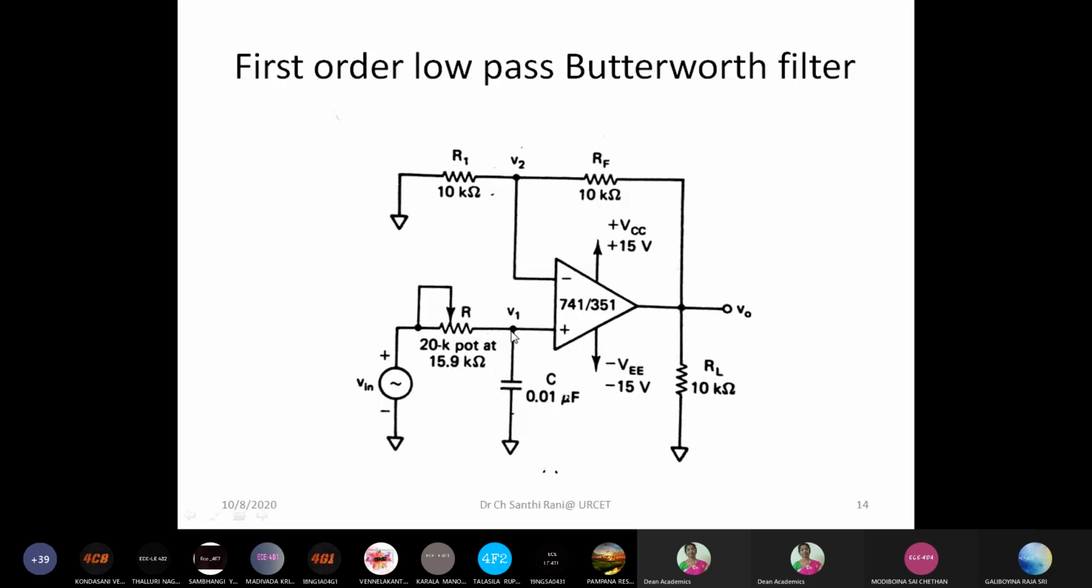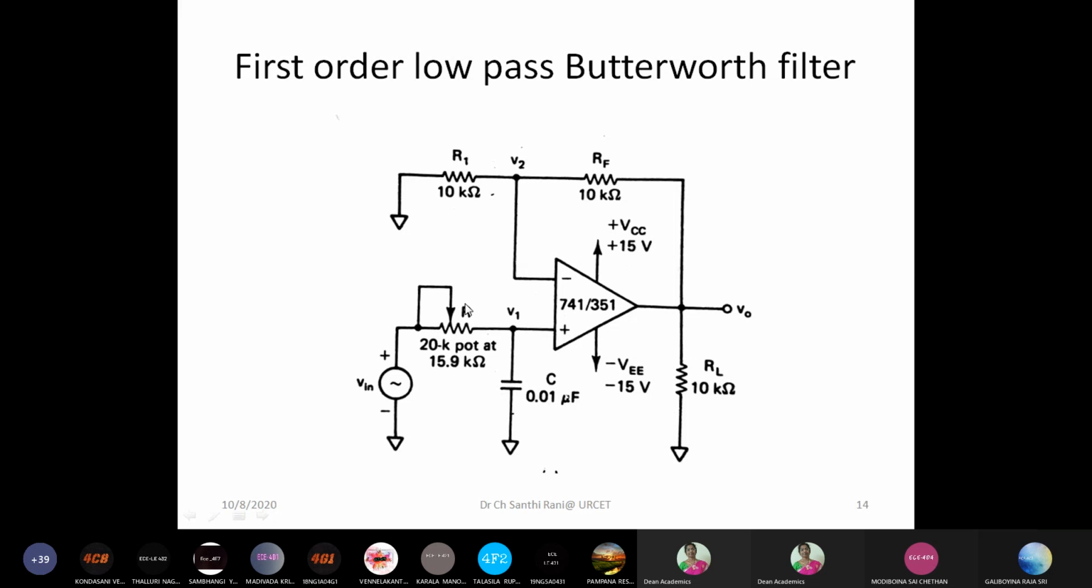Because we want to know what voltage V1 is here, what do we want to do? We want to apply the voltage divider rule. I have explained this voltage divider rule many times. The voltage drop across a particular element is equal to that element's impedance divided by the total impedance, into the input voltage.